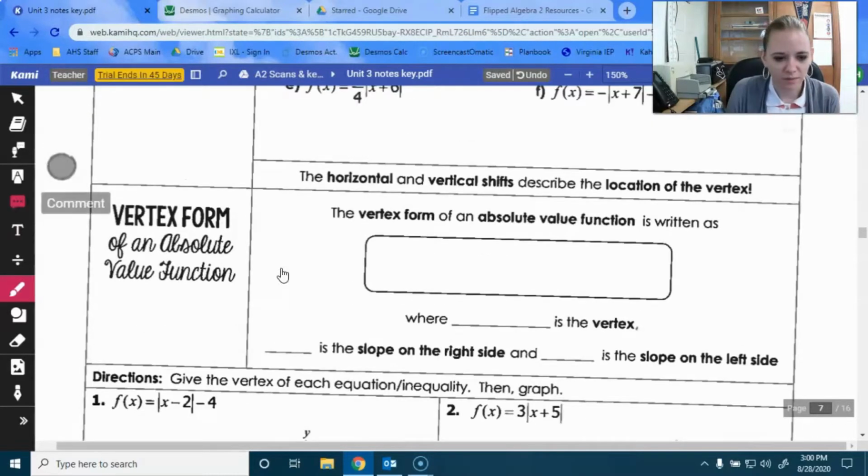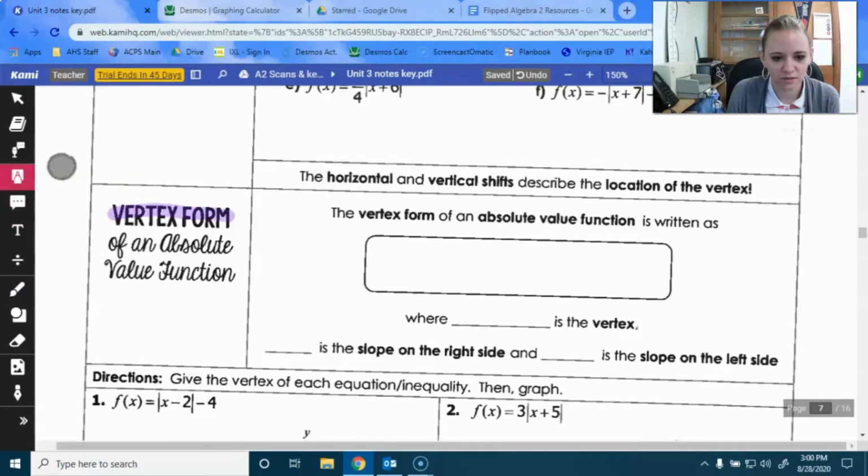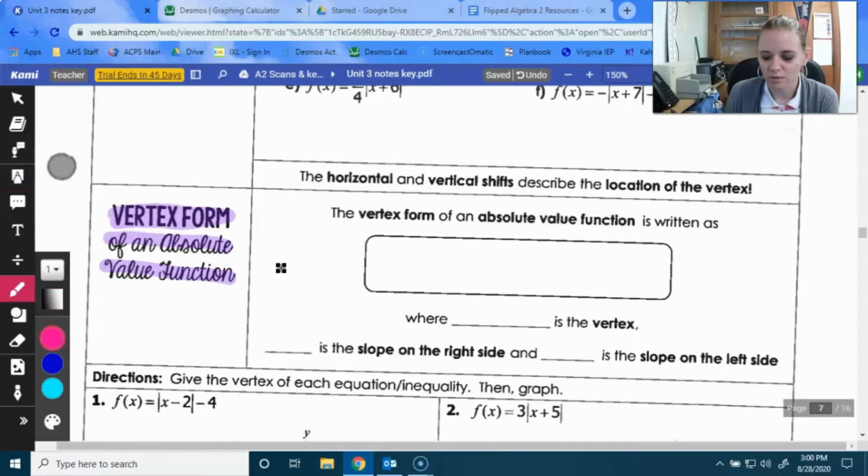So we're going to talk about vertex form. So I'm going to highlight this. The vertex form of absolute value function. It's kind of like, you had y equals mx plus b, and then point slope, y minus y1 equals m, parentheses, x minus x1 in geometry. You can write the equation in different ways as different forms. Well, this is another form of how to write some of our absolute value equations.